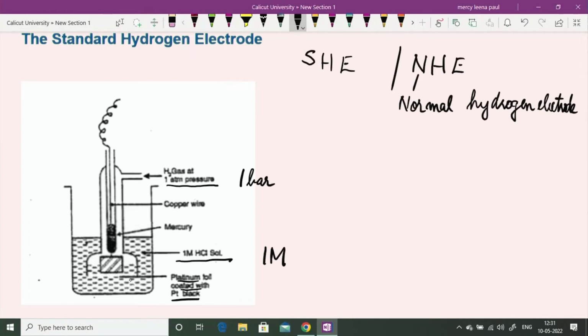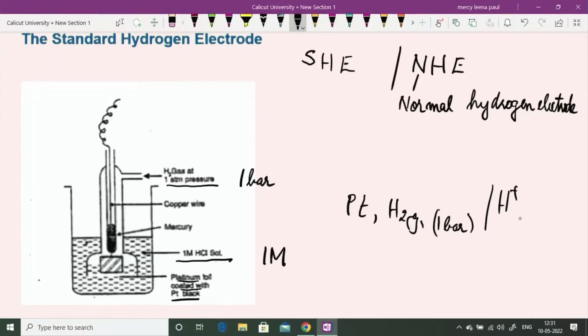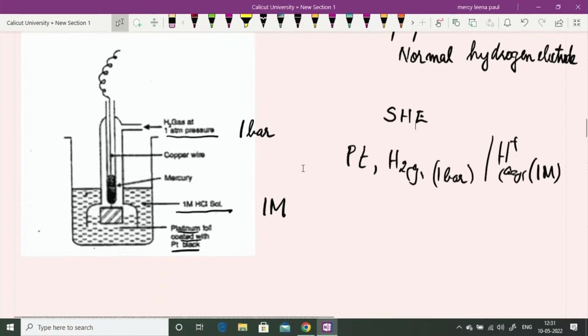Here the gas is bubbled through this, it comes into contact with H plus ions, where you can set up the electrode as you will have a platinum wire and then hydrogen gas. It is very important, the pressure has to be 1 bar or approximately 1 atmosphere in a solution of H plus, where the concentration is 1 molar. So, this is how we can represent a standard hydrogen electrode. So, this is for measuring single electrode potentials.